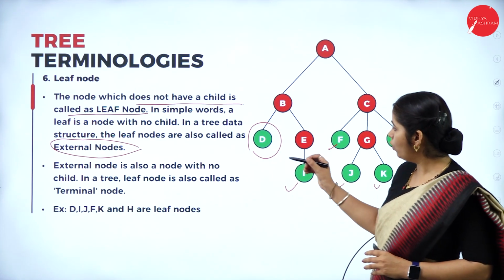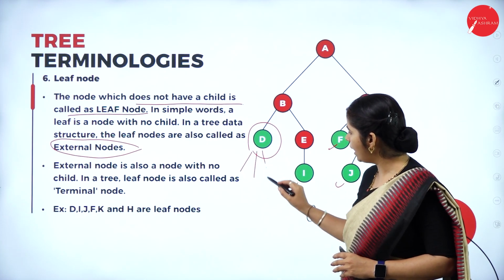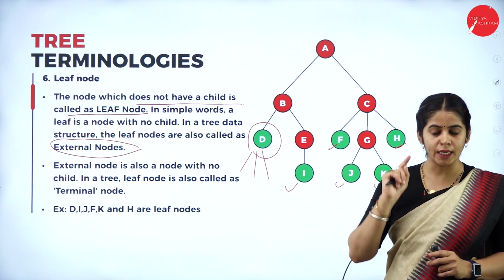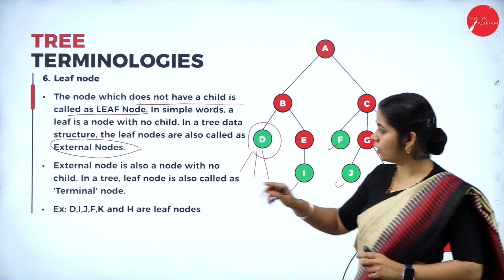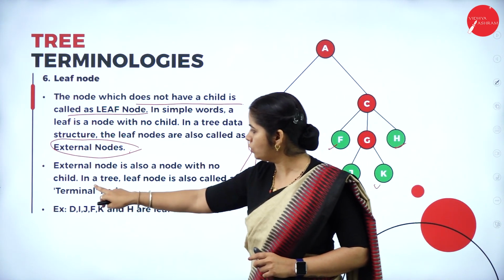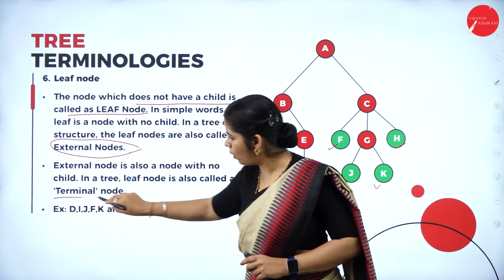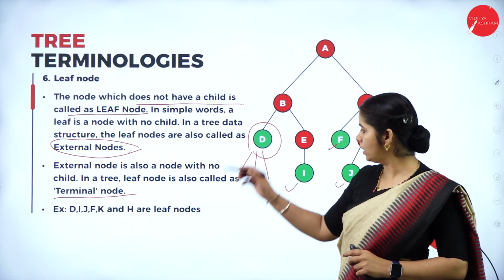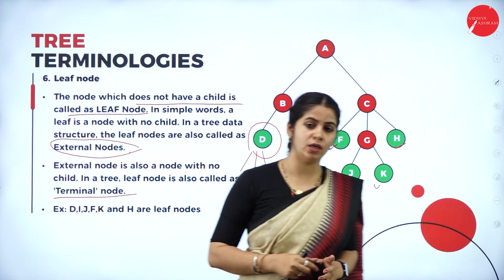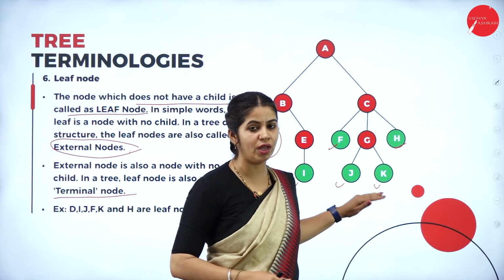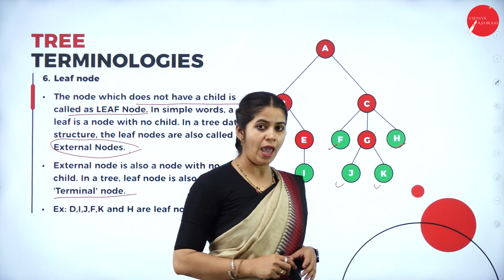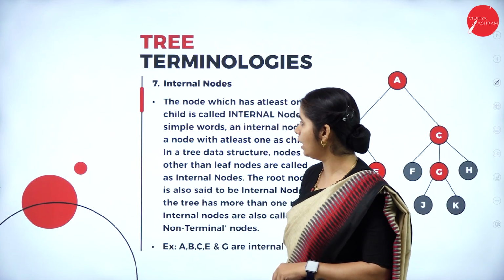You can say that they don't have any out degree. A node that doesn't have any out degree is called a leaf node or terminal node, or it can also be called an external node. An external node is a node with no children in the tree, and it is also called a terminal node. So in this example, what are the leaf nodes which don't have further children? That would be the last end of the tree. D, I, F, G, K and H are the leaf nodes in this particular example.